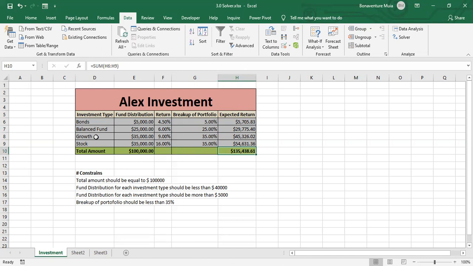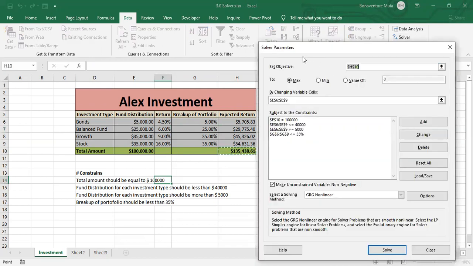But we were talking about the constraints. And then we said that the total amount should be equal to this. The fund distribution should be greater than 5,000, but less than 40,000. And then the breakup of the portfolio should be less than 35%. So that is exactly what we are talking about. So I want you to click on the solver so that we can have this.